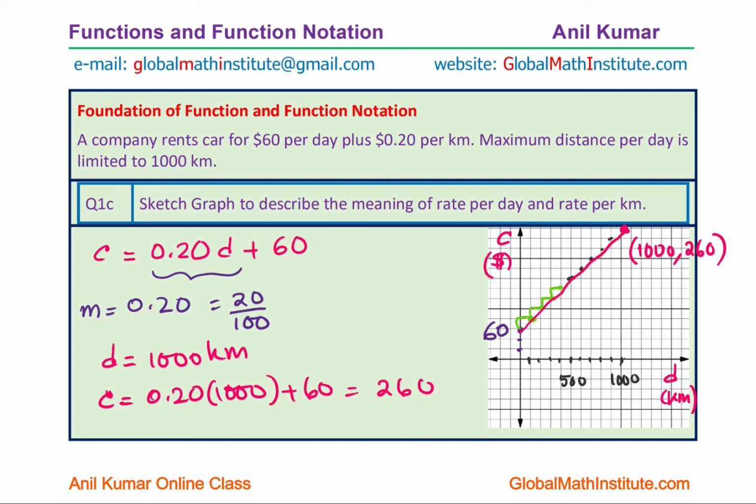So now, I think you have understood the basic concept, and that is that the initial value gives you the fixed cost when the distance traveled was 0. For every 100 kilometers, you pay $20 extra, and that is how you get your graph. And since you are allowed a maximum of 1000 kilometers, that is your maximum value for the day, covering a distance of 1000 and paying $260. Perfect. So I hope this is absolutely clear.